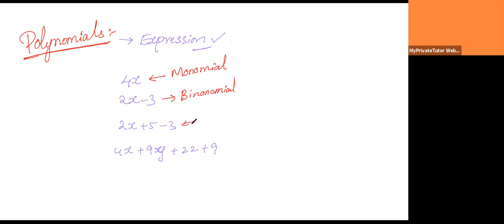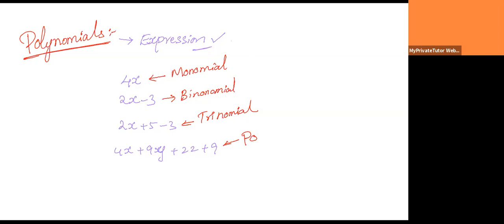And if we have three terms, it is called a trinomial. If we have four terms, you can say quadrinomial. But instead of that, you can just say it is a polynomial. Okay? Yes, exactly. You can say quadrinomial, but we won't prefer that. Let's just call it a polynomial.